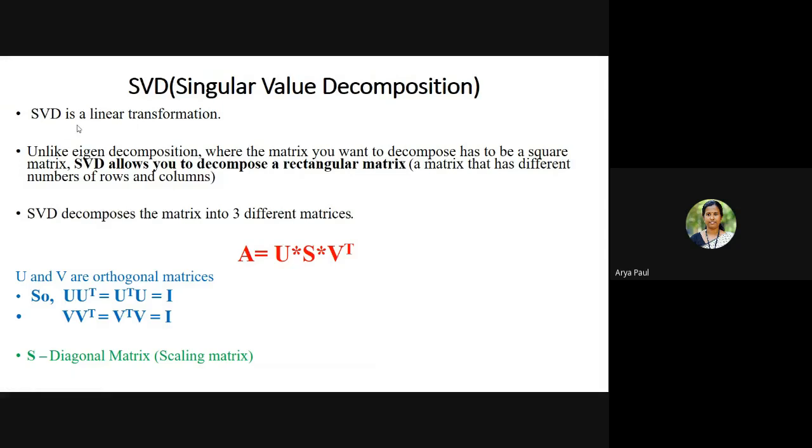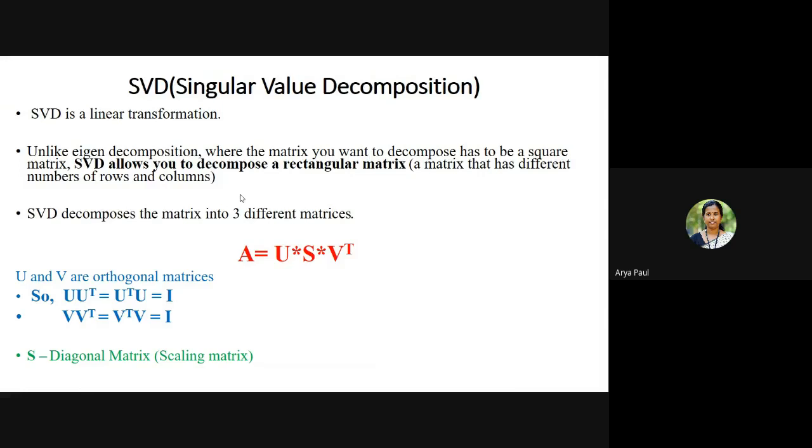That means it maps a particular vector into another space, doing rotation as well as scaling. SVD also has many image processing applications. Just like eigenvalue decomposition, which you have seen in the previous class, isn't it, this is also a decomposition of a matrix. But the difference between eigenvalue decomposition and SVD is that eigenvalue decomposition is for square matrices only.